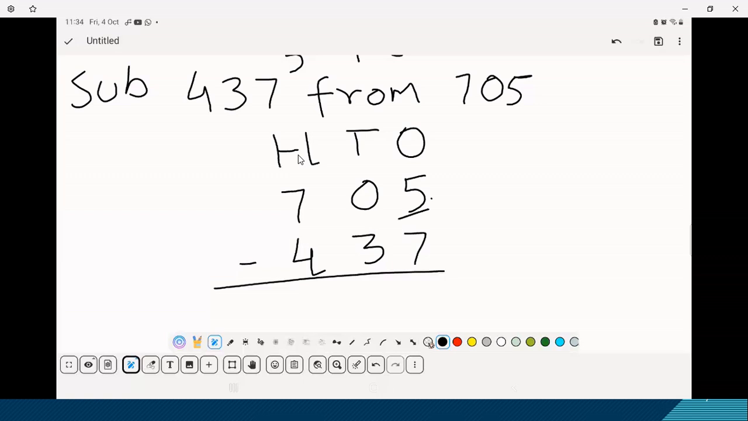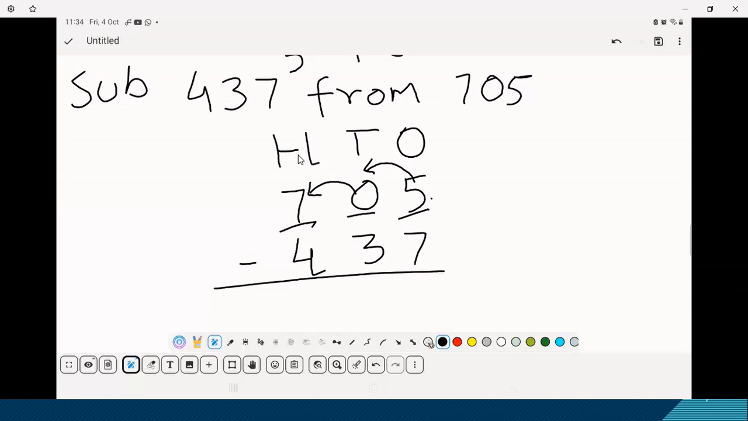Then how will you do it? We have to take borrow from the tens group. Now the tens group has 0. It cannot give you borrow. So this 0 or tens group will take borrow from the hundreds group. Now this 100 group will give borrow to the tens group, and then the 10 group will give borrow to the ones group, and then we are going to solve the problem.